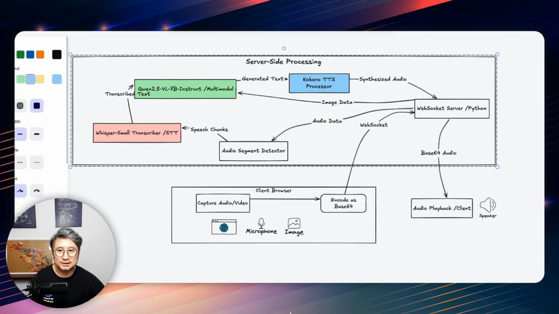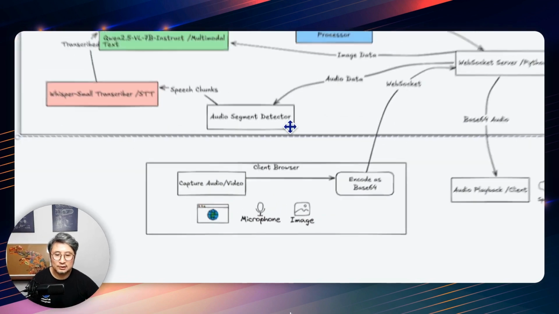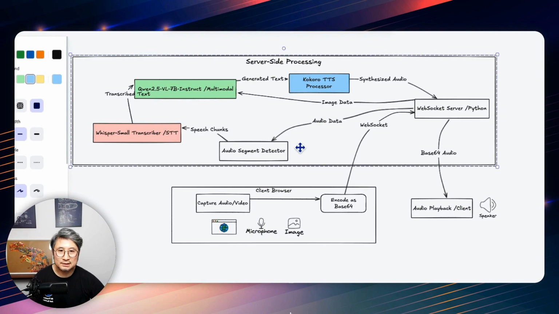So let's break down the key components and the workflow. First, the client browser, which is not the focus of this video, but you have already seen in my demo that it captured the audio and video data using standard web APIs and sent the audio data in PCM and video data as JPEG images encoded in base64 through the WebSocket to the server.